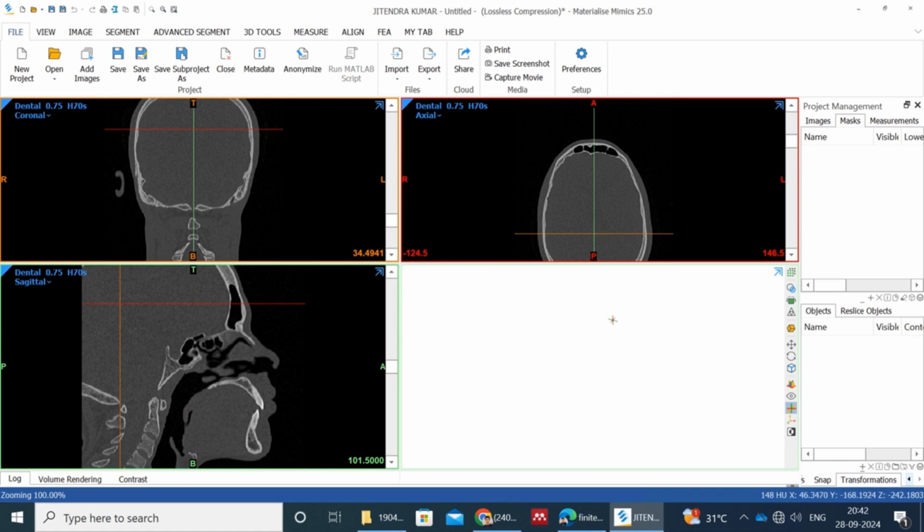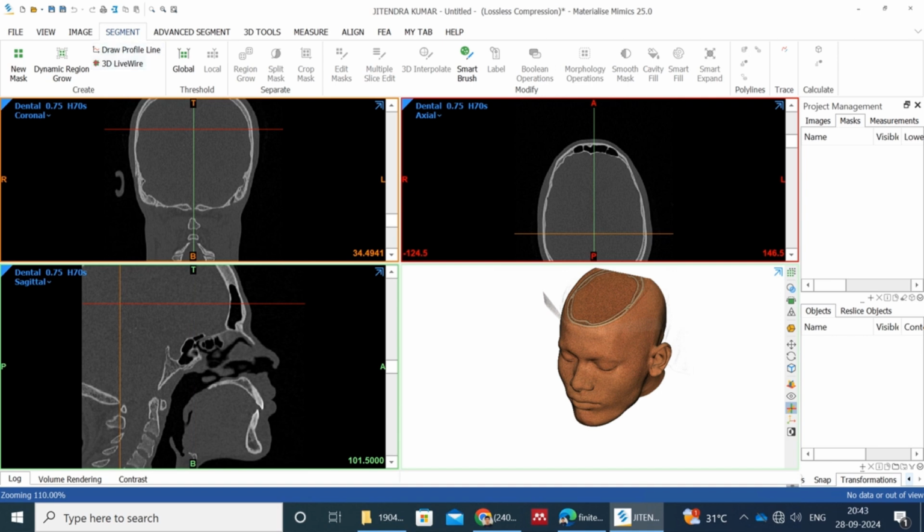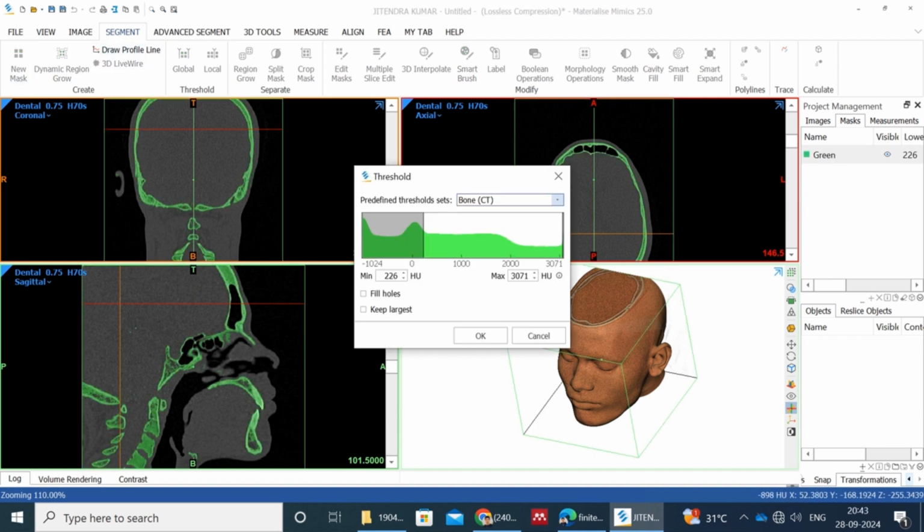In this software we can see three planes: this is the coronal plane, then the axial plane, and the sagittal plane. Now if you want to see the 3D, this was the patient from which we have got this data. Now what I will do is go to the segment tool and create one new mask.